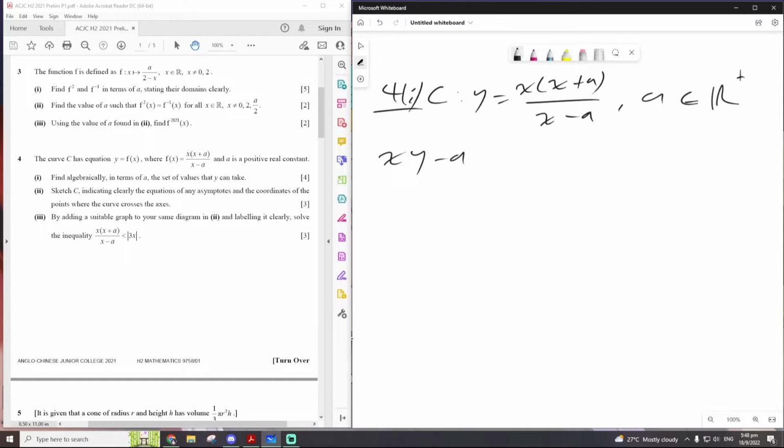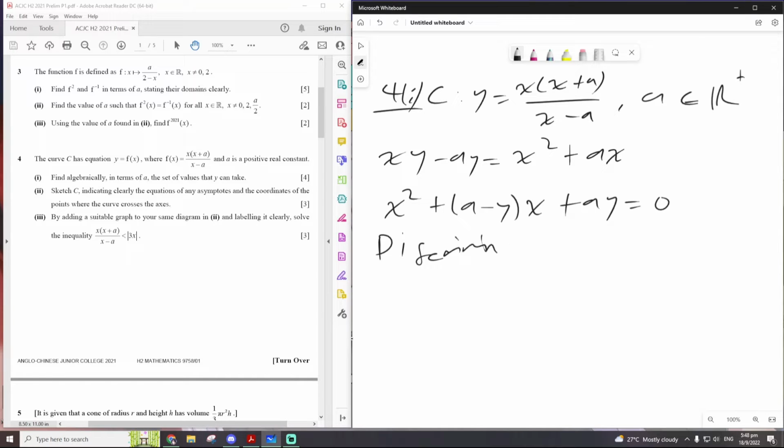So I'll get xy minus ay equals, I'll expand this, x squared plus ax. Sorry, no, not yet. We'll form the quadratic equation in terms of x. Now we're going to get the x terms together. So this is x squared plus a minus y times x, and then plus ay. And this is a quadratic equation. We're going to look at the discriminant of this, which is b squared minus 4ac. So a minus y squared minus 4ay, which is y squared minus 6ay plus a squared, right?